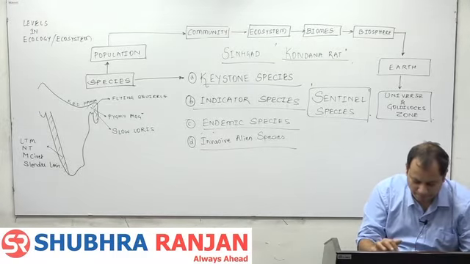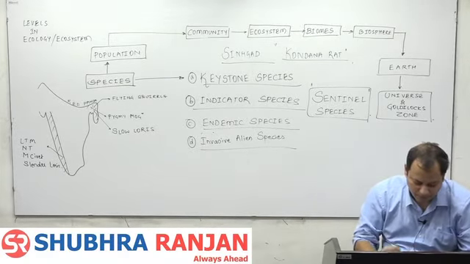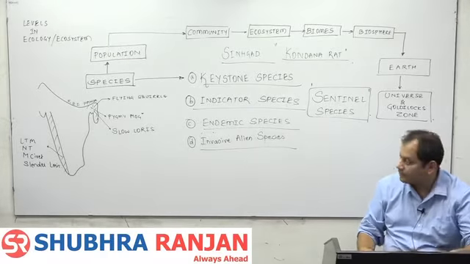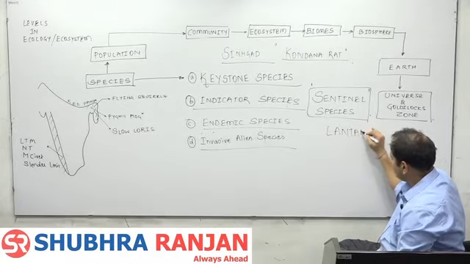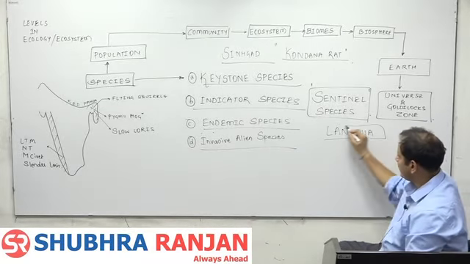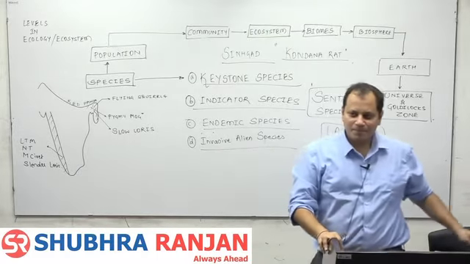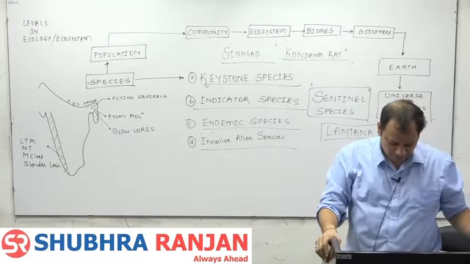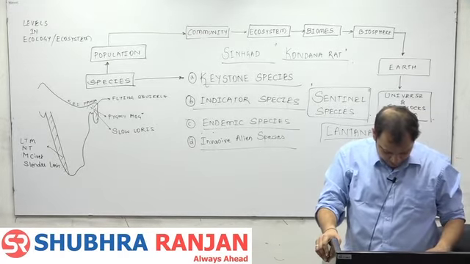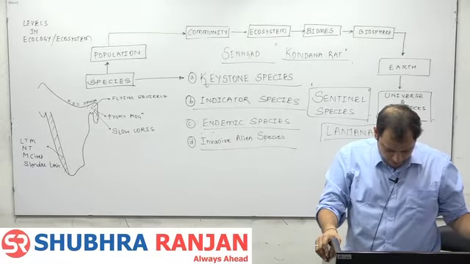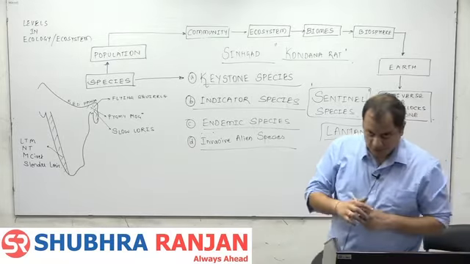Example 1, lantana. What is lantana known as? Is it a Congress grass? Ornamental plant, which has now become an invasive species in India.